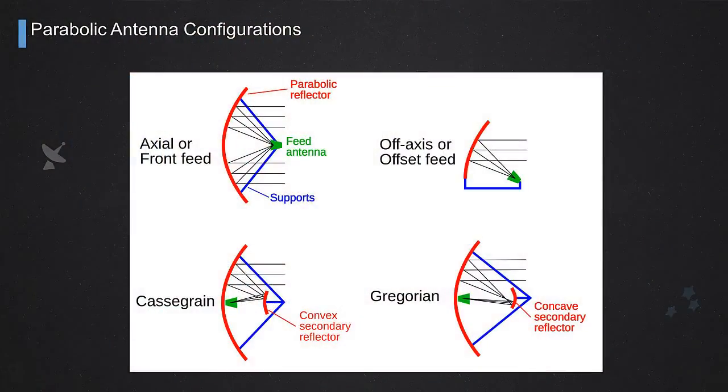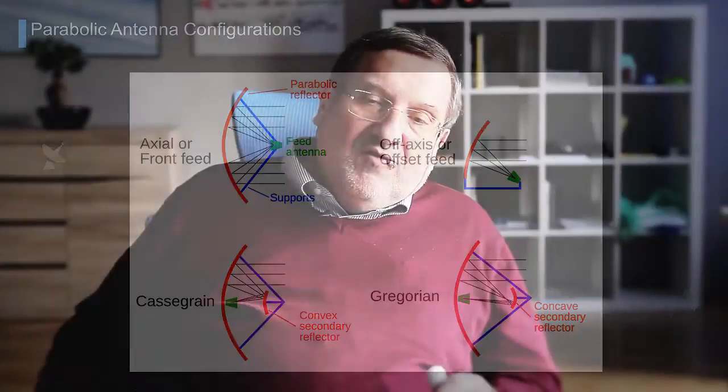On the upper right side, we have the so-called off-axis, offset feed or offset-fed configuration. In this case, for several reasons, we still put the feed in the focus, but not in the focus of the section of the parabola shown in the picture. In fact, what is shown in the picture is a part of a larger parabola. We use only part of it, so the focus is the one corresponding to a larger parabola. We use only part of it in such a way that the feed is not obstructing the reflector.